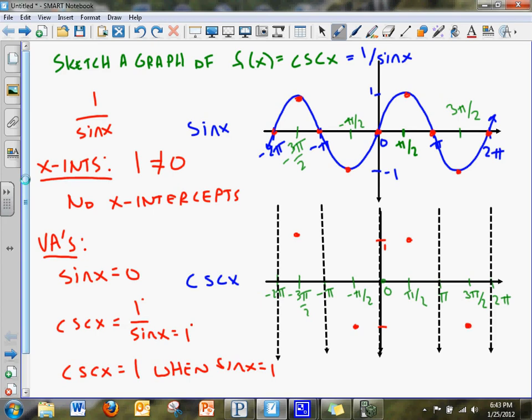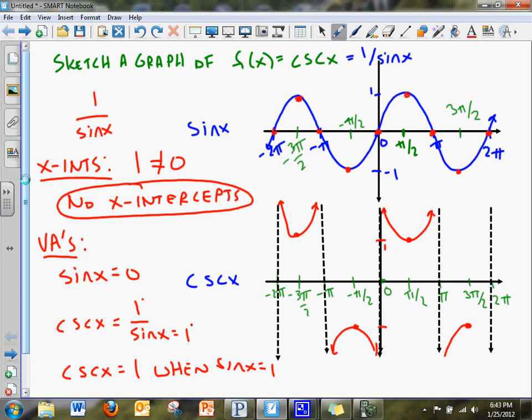Alright, now we can sketch this real quick. This is easy because we know it doesn't cross the x-axis. No x-intercepts. That's the whole key here. So if it goes through this and it approaches these asymptotes, it must look like that. Okay? Because it can't go down and cross the x-axis. So it has to always be going away from the x-axis. All right?